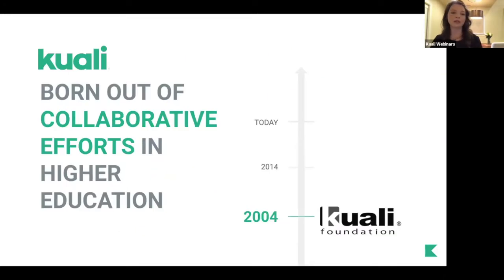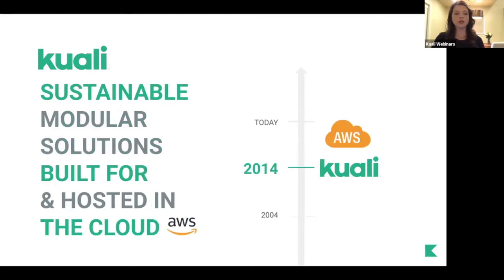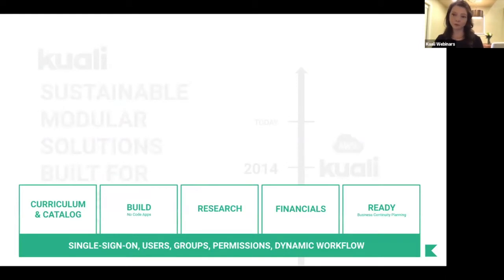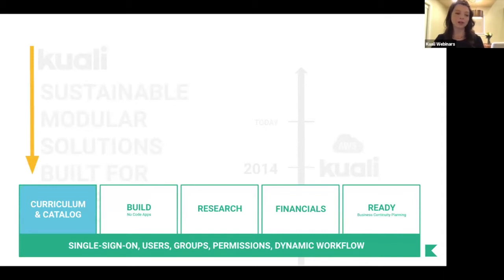We were born out of collaborative efforts in higher education back in 2004, working with a group of institutions to create software that would disrupt the market and really change the way that ed tech was moving. In 2014, we became a company focused on sustainable modular solutions built for and hosted in the cloud. Our portfolio of products includes curriculum and catalog, Build, which is no-code apps, Research for compliance and sponsored programs, Financials, and Ready, that is business continuity planning software. Today, we're going to be focused on the curriculum and catalog portion, and specifically on the workflow software within.